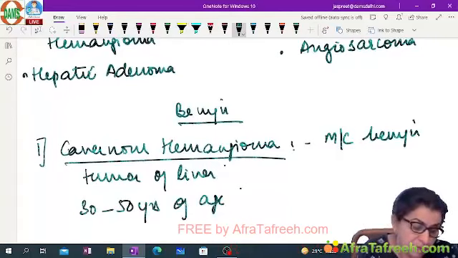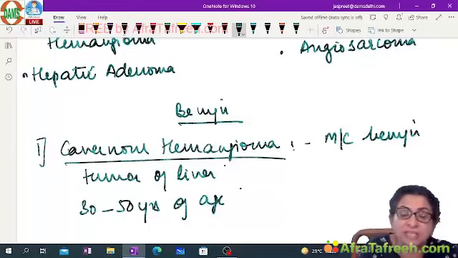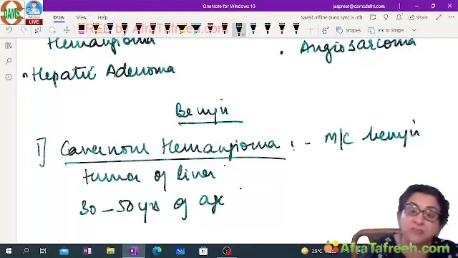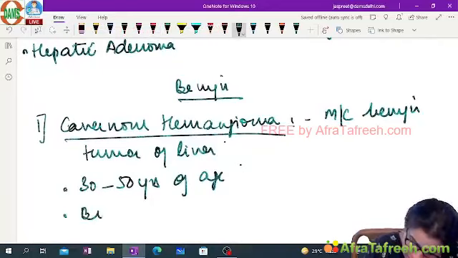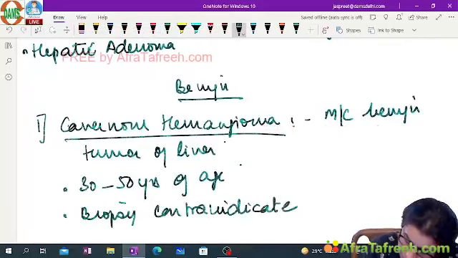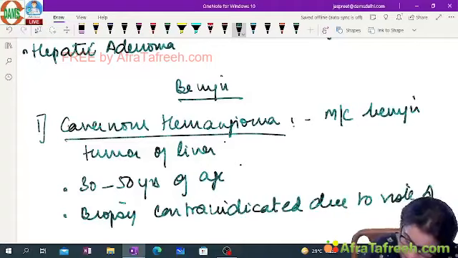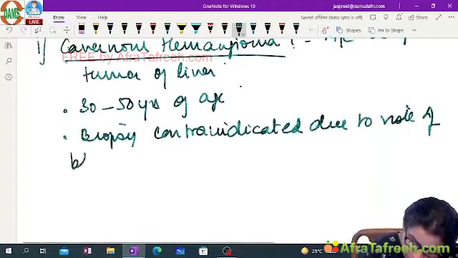Biopsy is absolutely contraindicated, because if you do a biopsy, there is a big risk of causing a lot of bleeding. So, as Sri Devi has written, biopsy is contraindicated due to risk of bleeding. This patient is likely to bleed profusely.